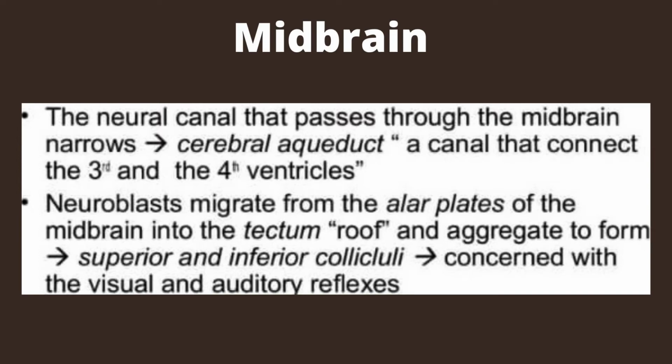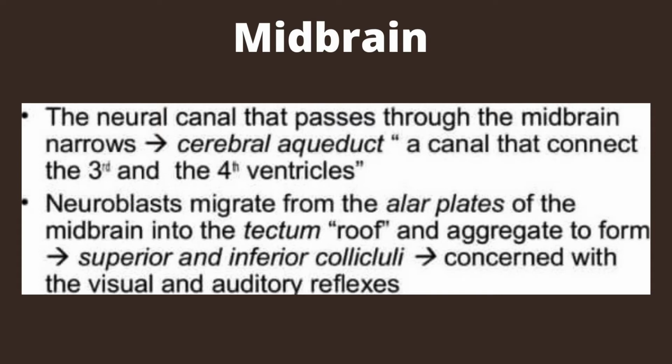Then we will talk about midbrain. The neural canal that passes through the midbrain narrows into the cerebral aqueduct, that is, a canal that connects the third and fourth ventricles. Neuroblasts migrate from the alar plates of the midbrain into the tectum roof and aggregate to form superior and inferior colliculi concerned with the visual and auditory reflexes.